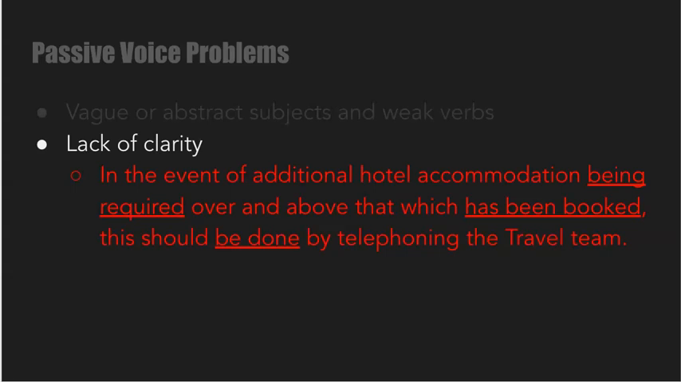Additionally, passive voice can lead to a lack of clarity, as I mentioned. So in this case, in the event of additional hotel accommodation being required over and above that which has been booked, this should be done by telephoning the travel team. This language was directly taken from a hotel website, I believe. So in this case, the website purposefully uses a passive voice to obscure the meaning.